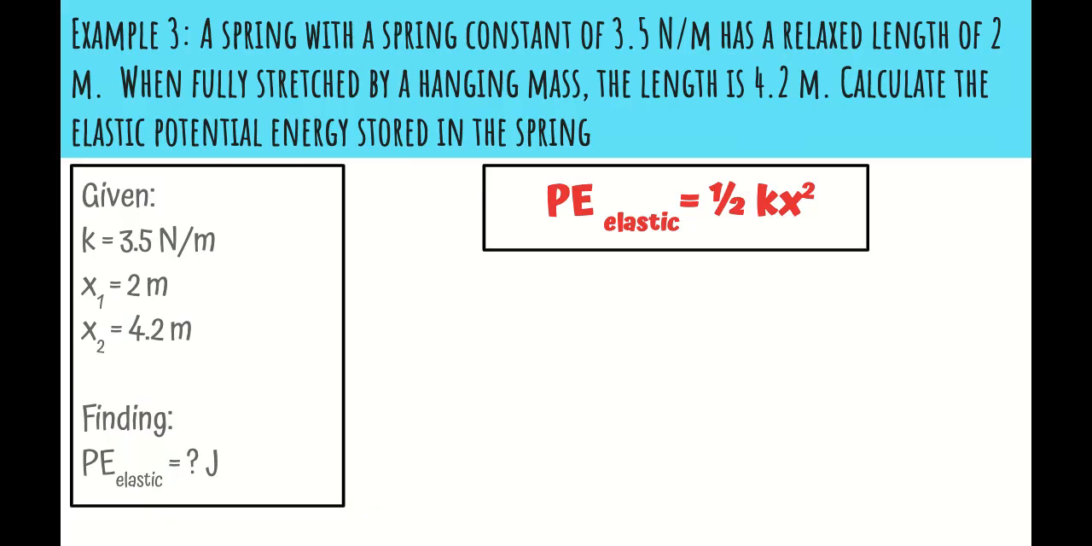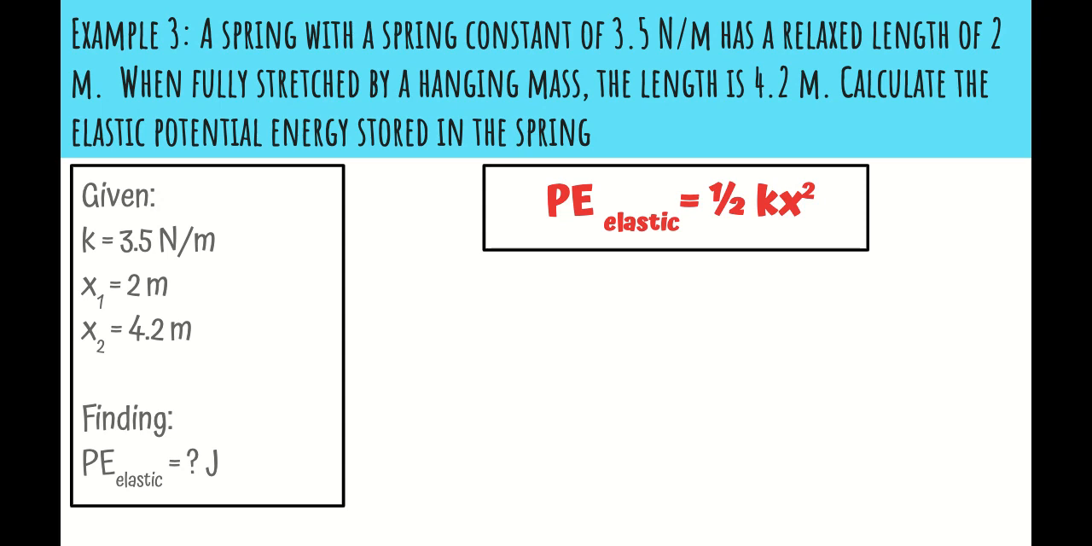So example 3 is going to be a spring with a spring constant of 3.5 Newton meters has a relaxed length of 2 meters. When fully stretched by a hanging mass, the length is 4.2 meters. Calculate the elastic potential energy stored in the spring. So in this spring, when it is stretched to this distance, what is the potential energy? So we're given a lot of things here. We know the spring constant is 3.5.